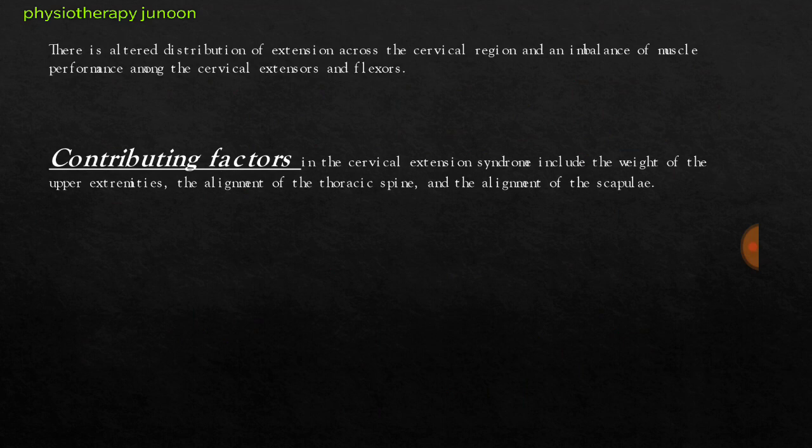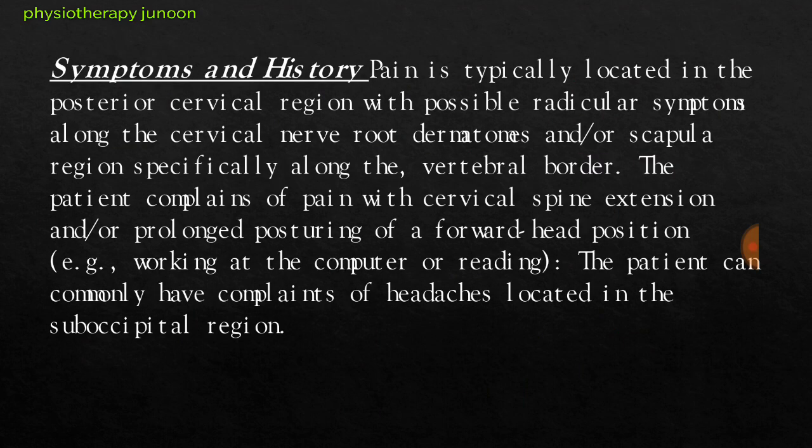There is an altered distribution of extension across the cervical region and an imbalance of muscle performance among the cervical extensors and flexors. We have seen the contributing factors. Then we see the symptoms and history. Pain is typically located in the posterior cervical region because this is the extension syndrome, with possible radicular symptoms. What are radicular symptoms?